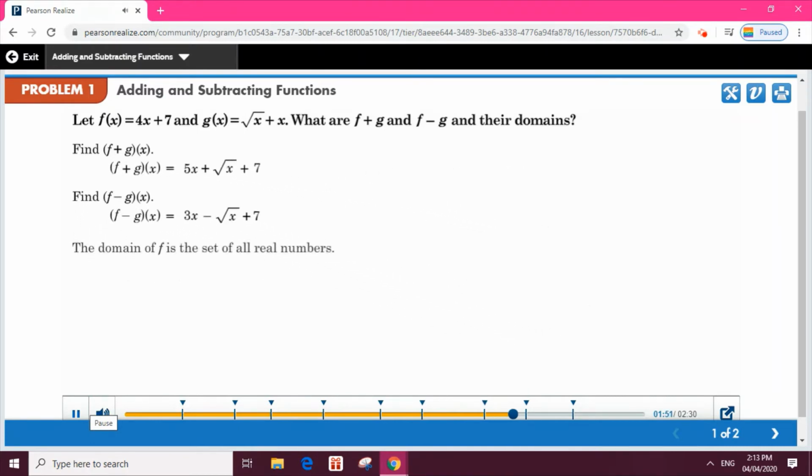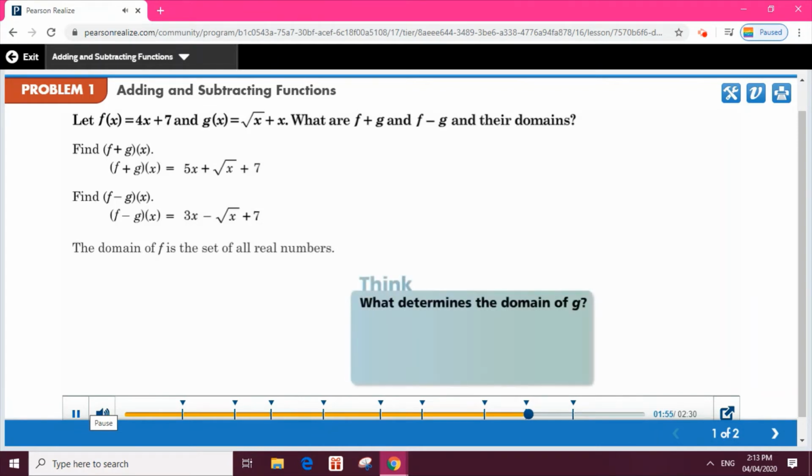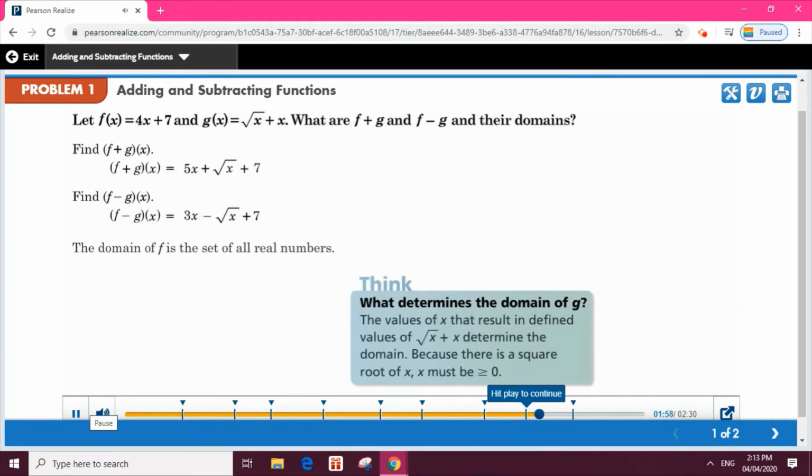The domain of f is the set of all real numbers. What determines the domain of g? The values of x that result in g being defined.